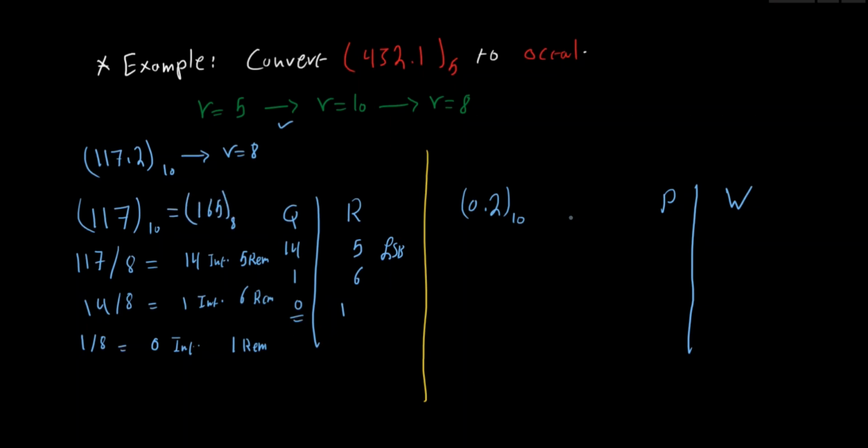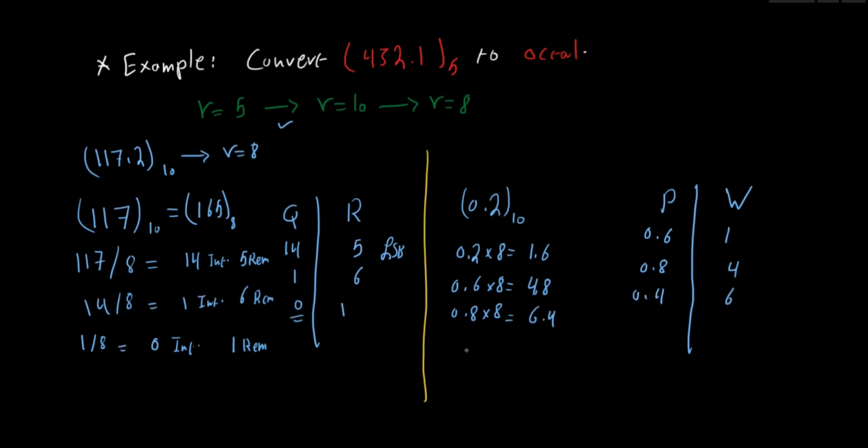And then let's move on to the fractional part, 0.2. 0.2 times 8 equals 1.6. We get 0.6 under the product column and 1 under the whole part column. And then we continue. 0.6 times 8, that's equivalent to 4.8. So we have 0.8 in the product column, 4 in the whole part column, and then we continue. 0.8 times 8, that's 6.4. 0.4 goes to the product column and 6 goes to the whole part column.